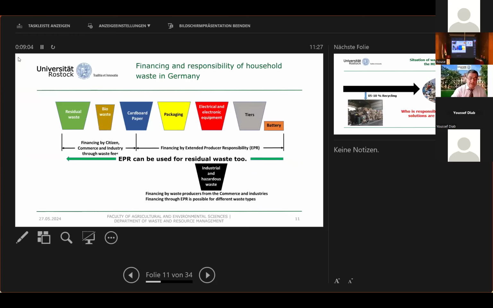So we can see here that packaging and electronic waste can be financed by extended producer responsibility. Tires, batteries, hazardous waste, industrial waste. It means we have the possibility, but what we need is the regulations.